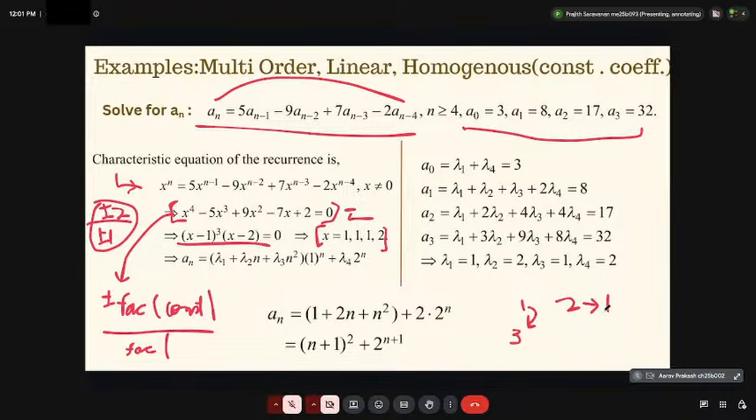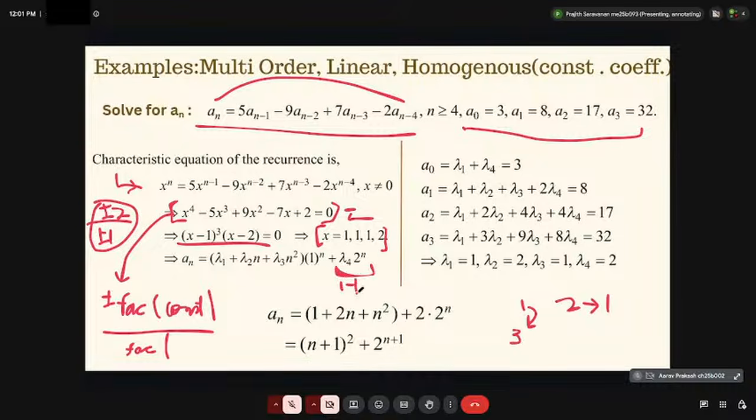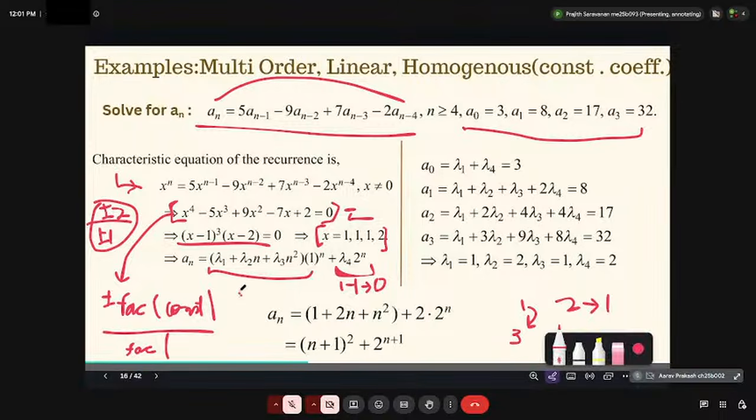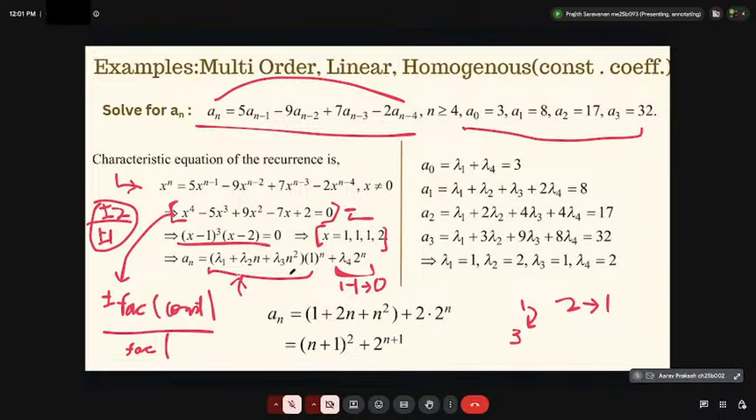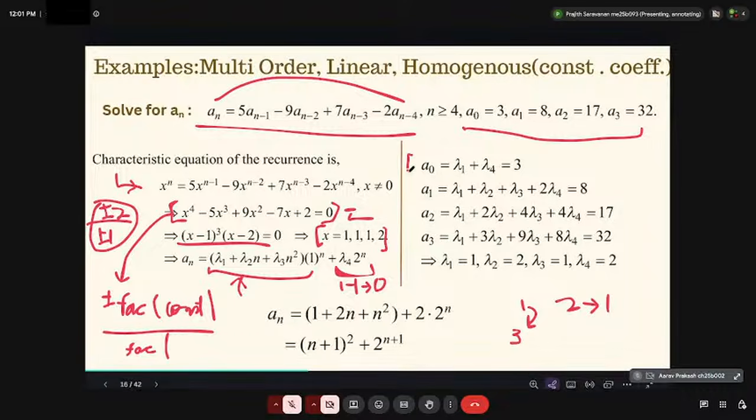So 2 will have a polynomial of degree 1 minus 1, which is the multiplicity minus 1. The multiplicity is 1, so the degree will be 0, and a general polynomial of degree 0 is just a constant. And 1 is appearing 3 times, so you will have a general polynomial of degree 2 inside. That is a quadratic. Now you're having 4 constants in your recurrence and you're having 4 initial conditions, so you will simply solve the 4 linear equations you will get here.